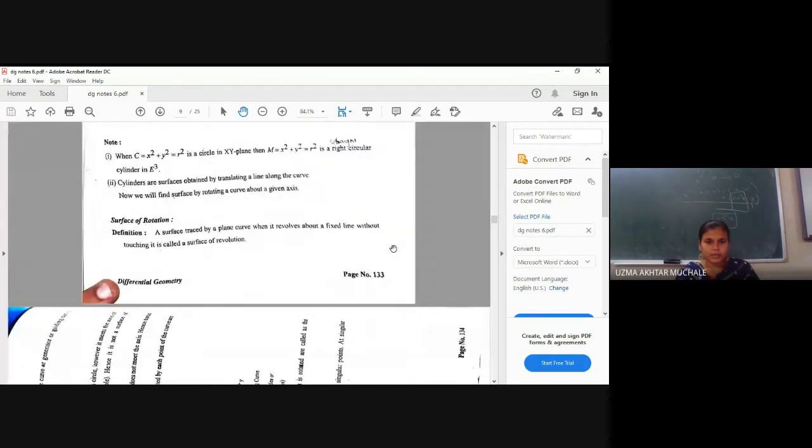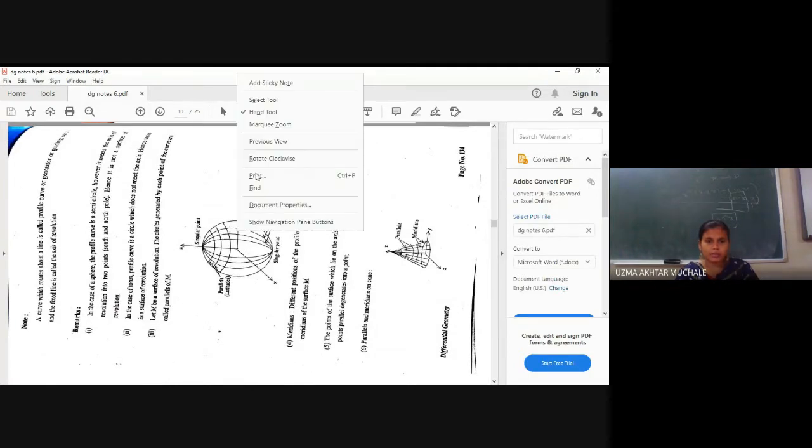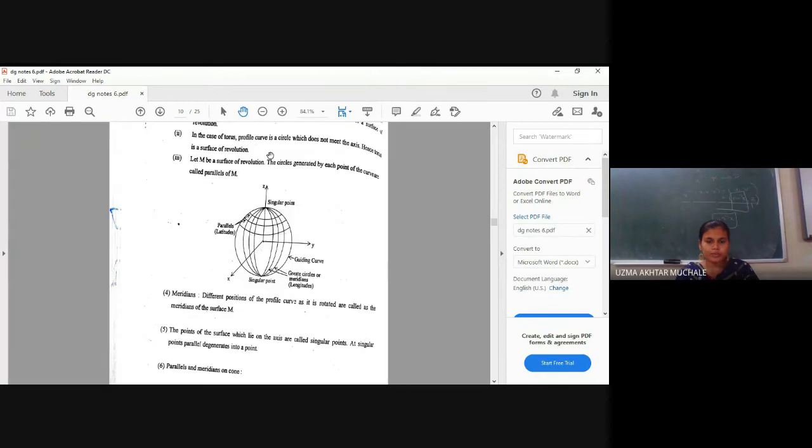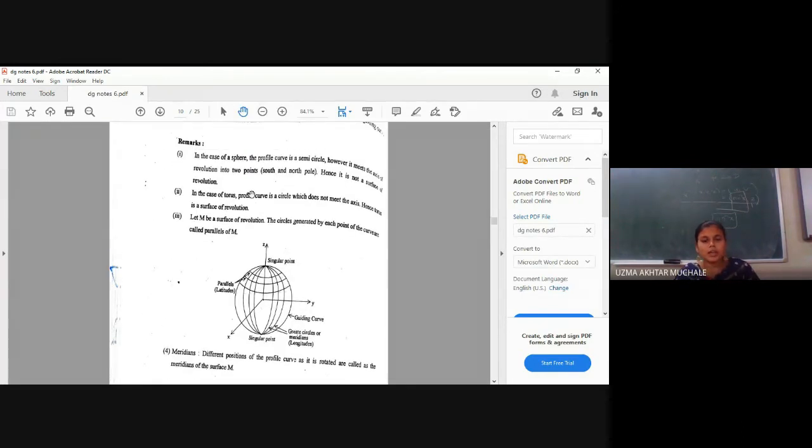Okay. So next we have seen what is surface of revolution. That means we are having one fixed axis of revolution and one profile curve. That profile curve in the case of a sphere is a half circle.